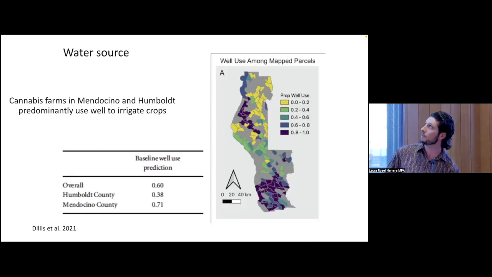And it's also relevant because we know from work by Chris and others that a lot of cultivators are using wells to irrigate their crops, specifically in arid areas like southern Mendocino County, where you can see these dark numbers correspond to 80 to 100% of farms using wells as their primary irrigation source.